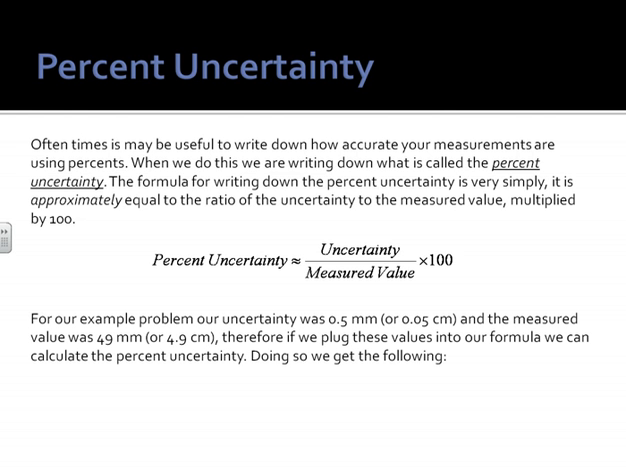So for our example problem, our uncertainty was 0.5 millimeter or 0.05 centimeters, and the measured value was 49 millimeters or 4.9 centimeters. Therefore, if we plug these values into our formula, we can calculate the percent uncertainty. Doing so, we get the following. See that the percent uncertainty is approximately equal to 0.5 divided by 49 times 100, which tells us that our percent uncertainty was approximately 1% in this case. With this, I hope you have a better understanding of uncertainty, estimated uncertainty, and percent uncertainty.